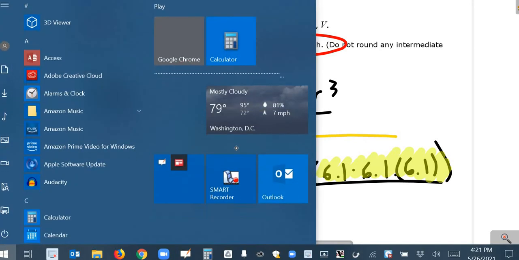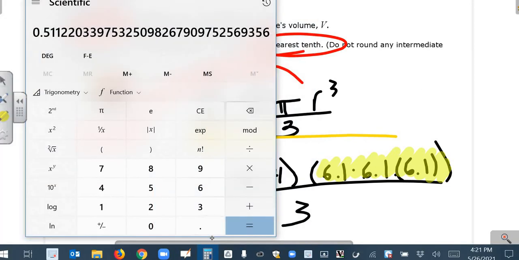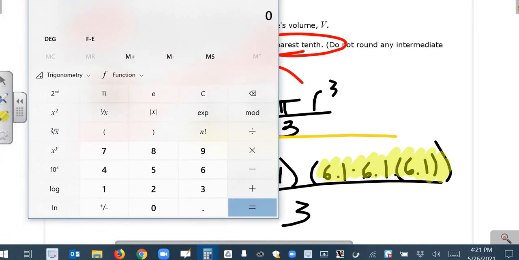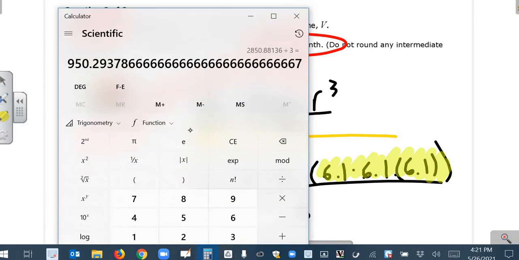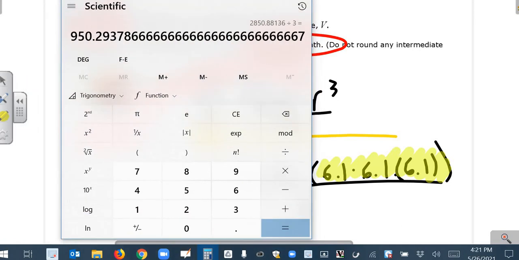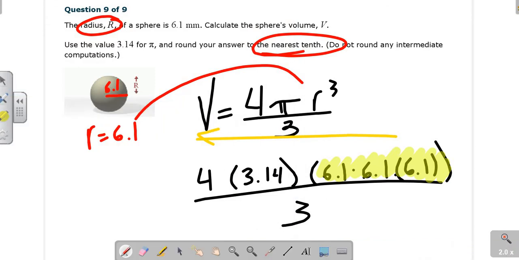So we start with the cube. So we're going to cube 6.1, there's your cube, times 3.14, times by 4, divide by 3, and let's see, we want to round our answer to the nearest tens place. That's 950.3, approximately 950.3 millimeters cubed.